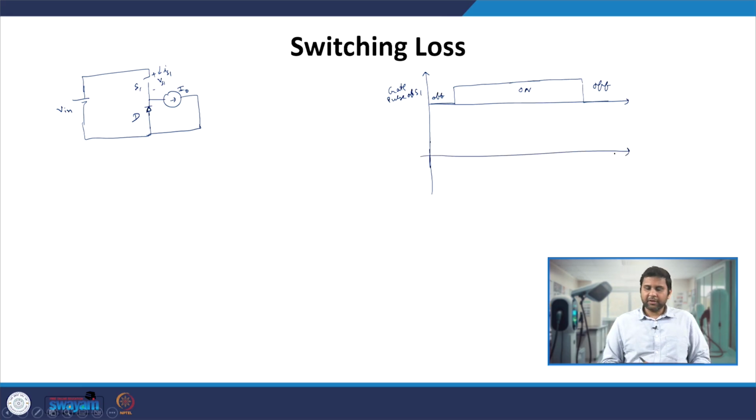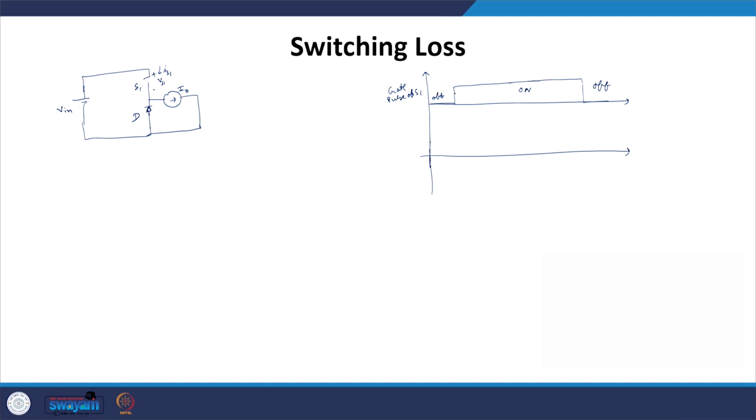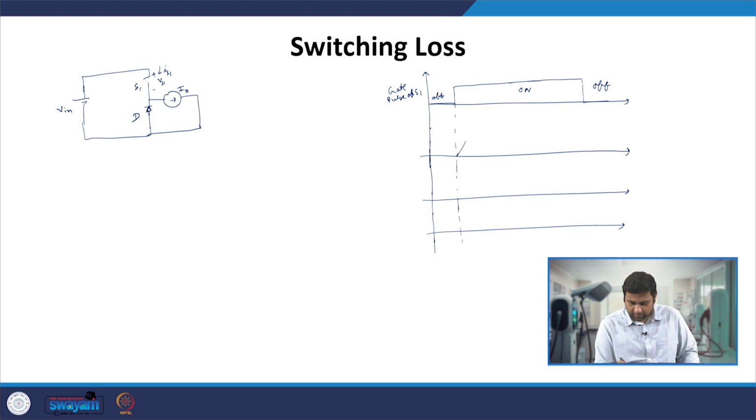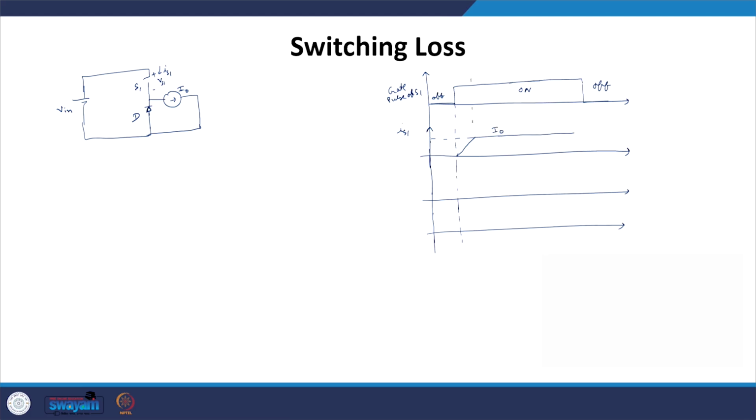Since we have the gate pulse of S1 like this, at that point my switch turns on, and the current through the switch will start rising. If I write Is1, it will start rising. I am just trying to zoom in on the instant. So it starts rising and reaches the I naught value.